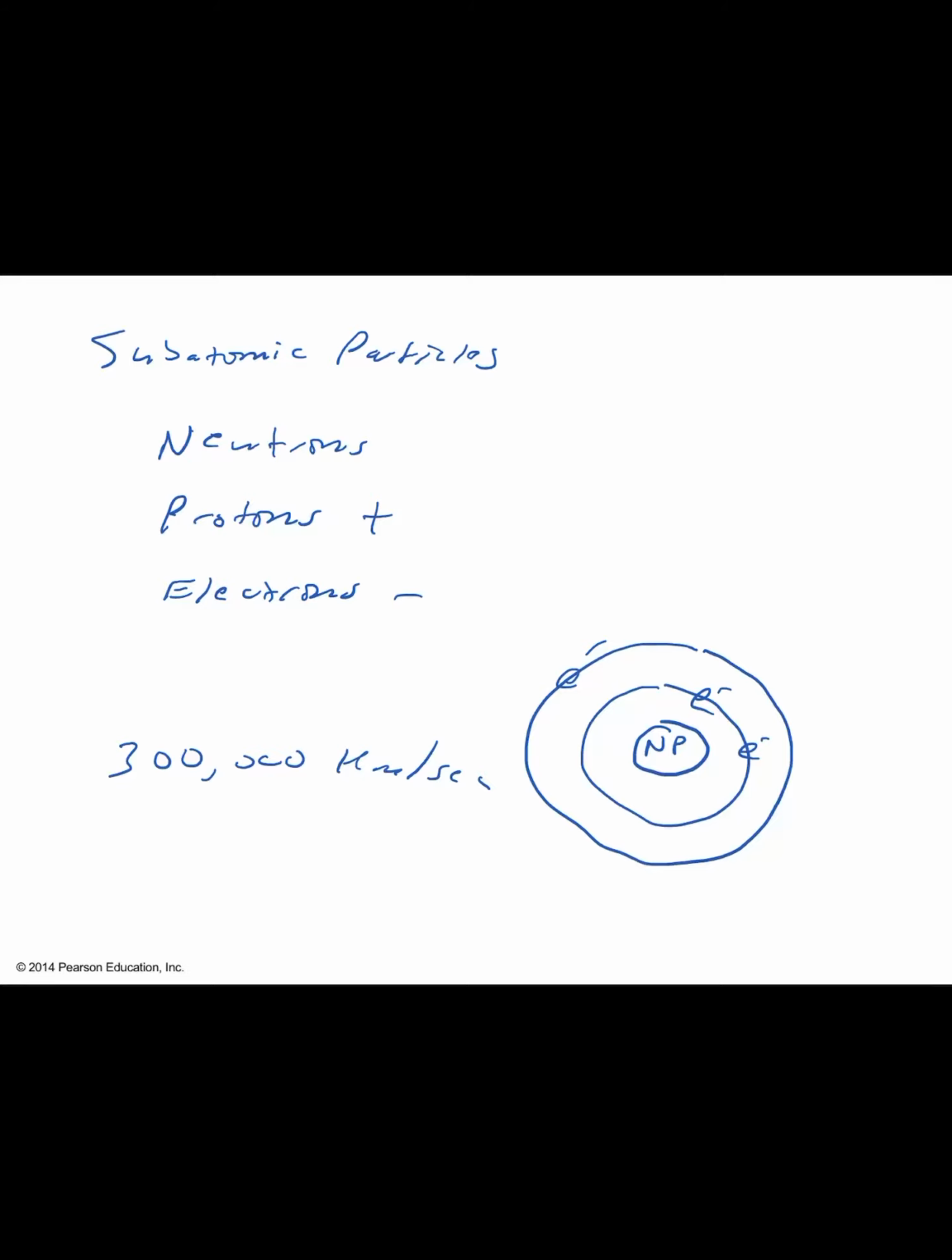So if you could see a photo or take a photo of an atom, you can't, they're too small, but if you could, you wouldn't see the electrons. You might see this sort of haze or cloud around the nucleus because they're moving so fast. So that area around the nucleus where you find the electrons is very often called the electron cloud.